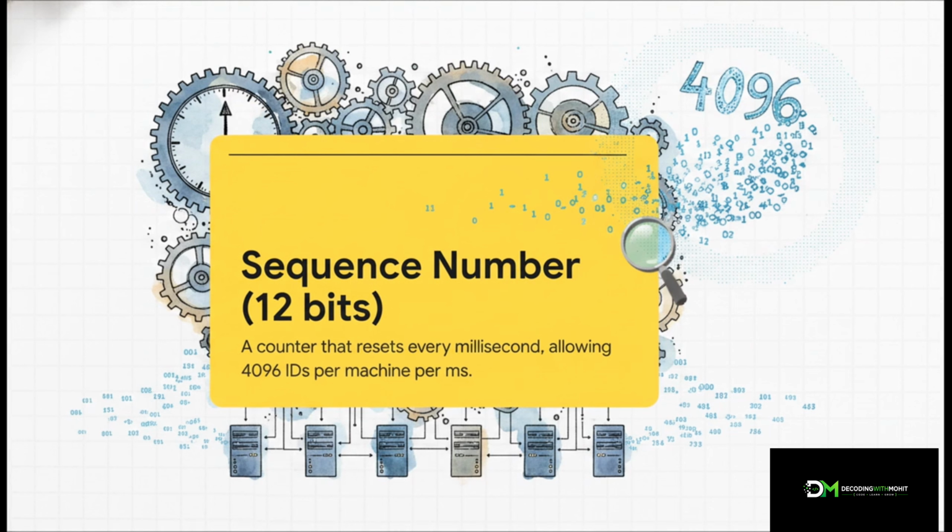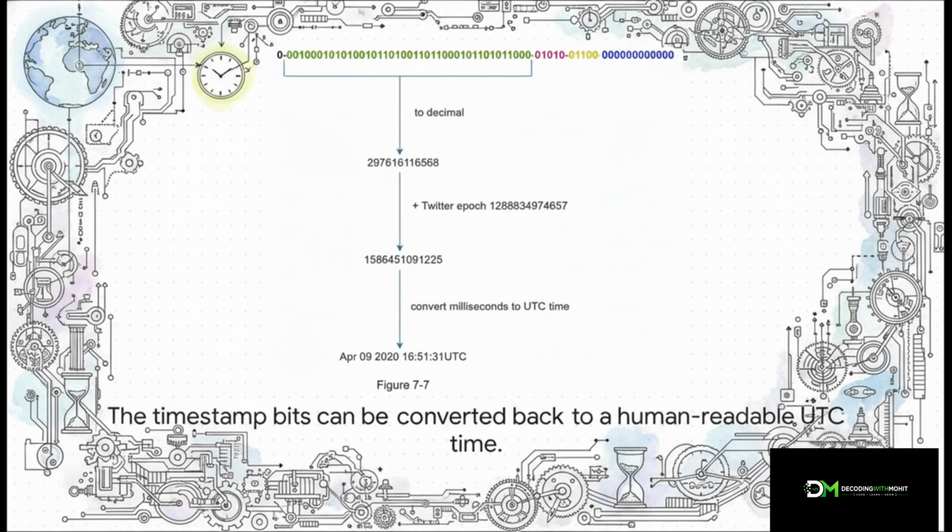But you might be wondering, what if one really fast machine needs to create multiple IDs in the same millisecond? That's where these final 12 bits come in. It's a tiny sequence number, a little counter that ticks up for each ID created within that millisecond, and then it just resets to 0 at the start of the next one. With 12 bits, we can generate over 4,000 unique IDs per machine per millisecond, which absolutely crushes our requirement of 10,000 per second.